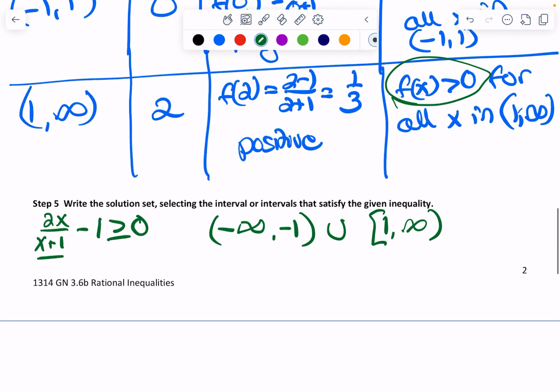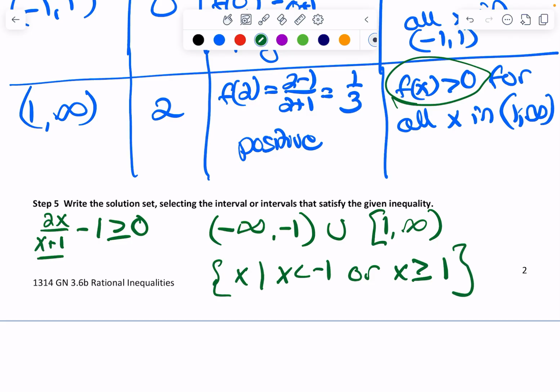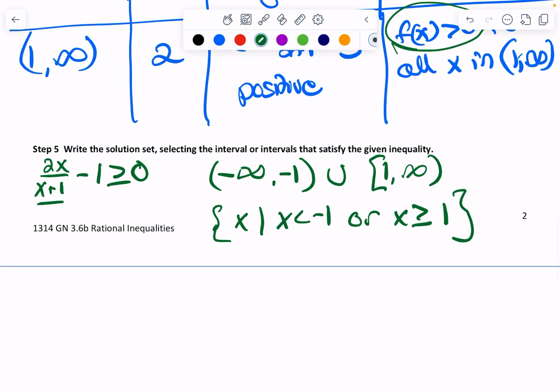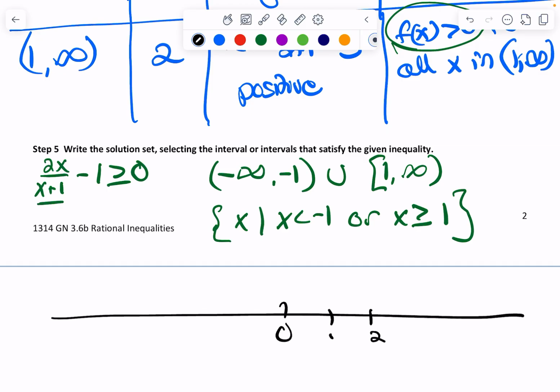Now, another way to write this would be inside braces. So as I said, x is such that x is less than -1 or x is greater than or equal to 1. If we graph this on a number line, 0, 1, 2, 3, 4, -1, -2, -3, -4, right here, -1 is not included and 1 is included.